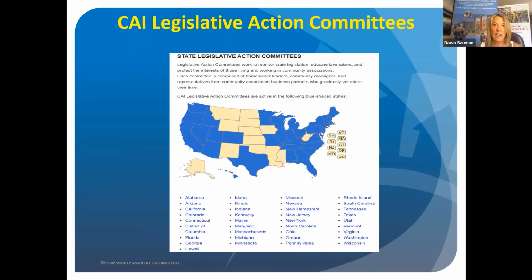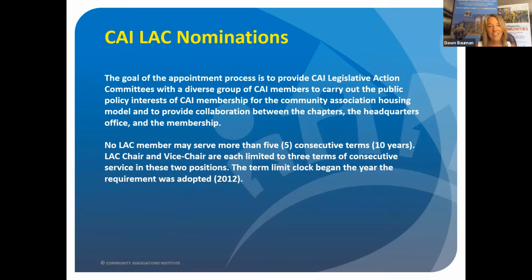These are legislative action committees. The term actually begins October 1st, 2020, and it goes through September 30th, 2 years later. When we do our LAC nominations, chapters make nominations to the legislative action committees. The goal of the process is to make sure we have broad representation of the industry and of our membership categories on the Legislative Action Committee.